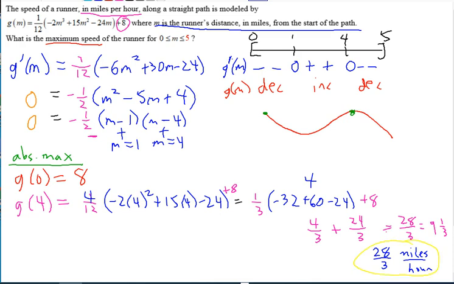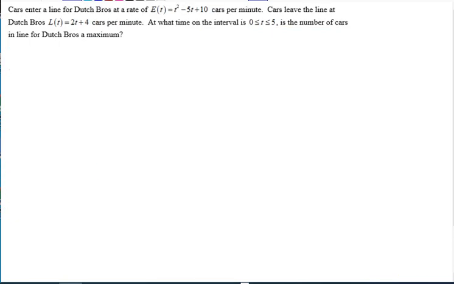All right, let's take a look at the next one here. One more. This one's a little different because it says cars enter a line for Dutch Bros at a rate. So it's already giving you, remember, rate is another word for the derivative. Even though it's written as E of t, that's actually the derivative. You can also tell it's a derivative because look at the units. It's cars per minute. So that's already the rate that cars are entering the line.